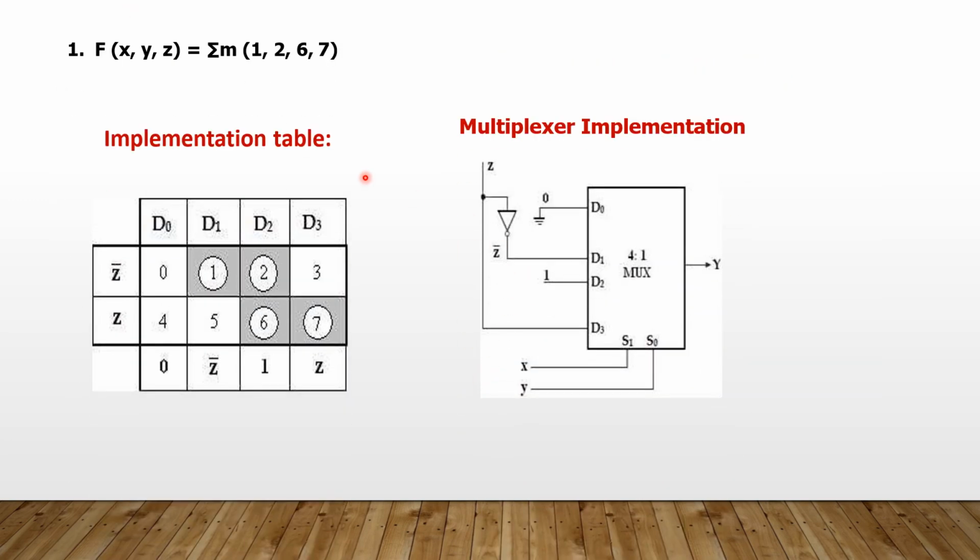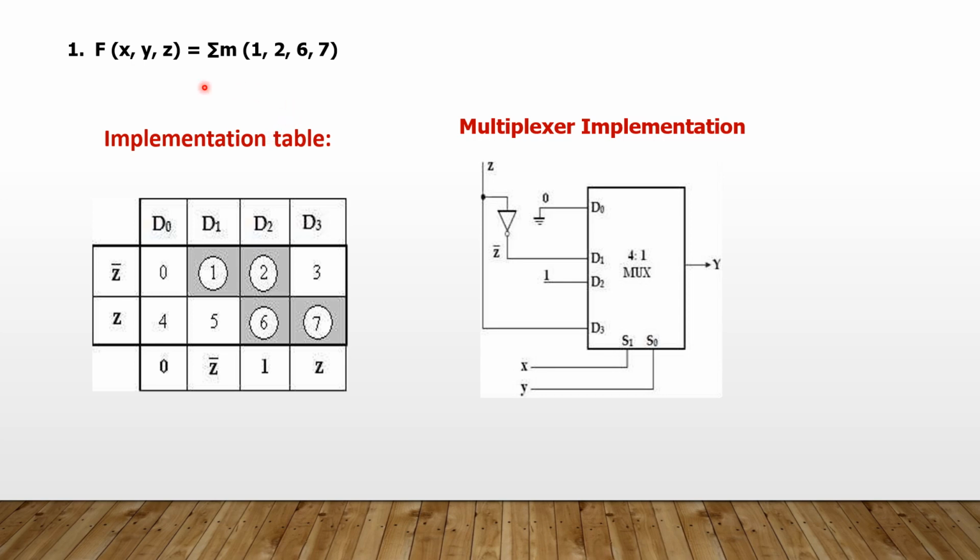So let us take one more example. f of x, y, z is equal to summation of 1, 2, 6, 7. So again it's in 3 variables and it has 4 minterms. You can just construct the implementation table. And again the formulas, we can just use from the previous problem, to find out the type of the multiplexer that has to be used for the implementation.